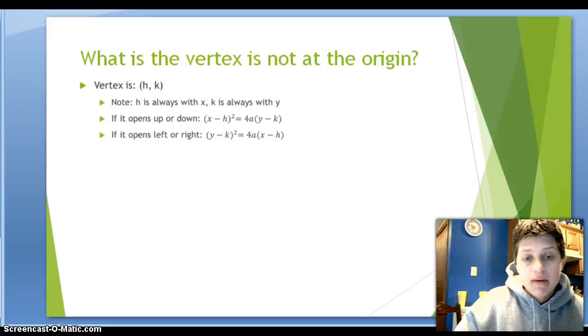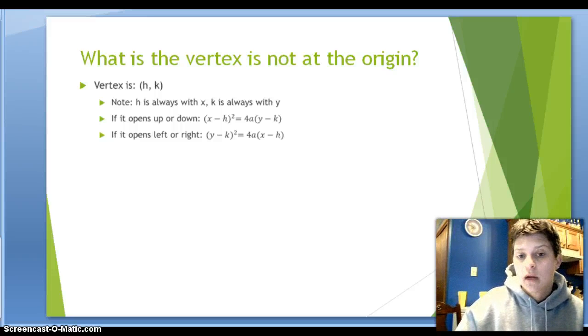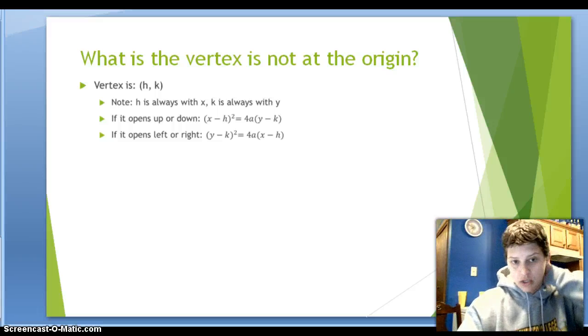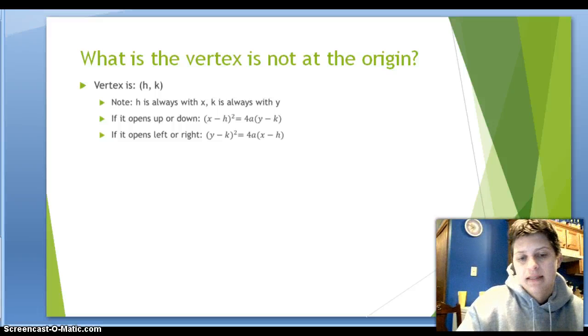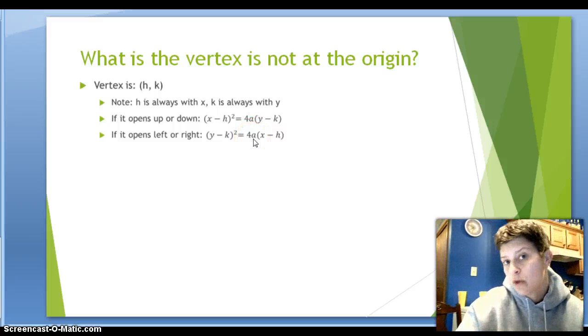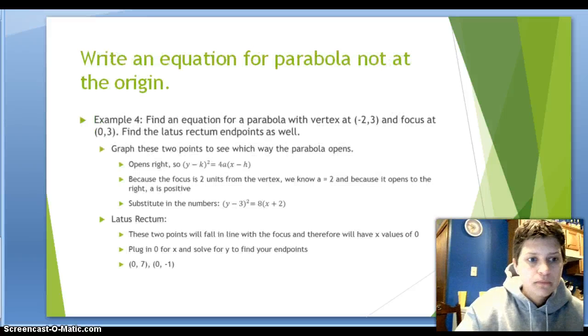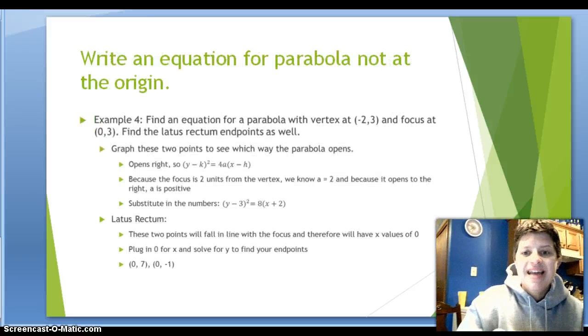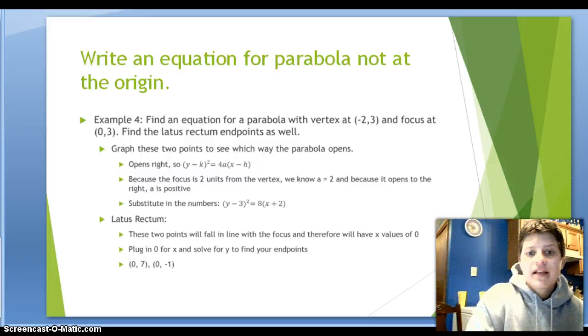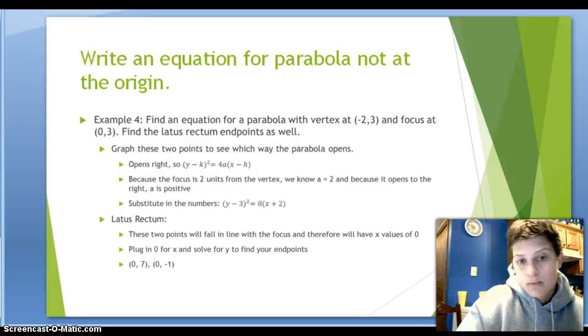If it opens up or down, remember, up or down means we have the x squared, so (x minus h) squared equals 4a times (y minus k). Left or right means the y is squared, so we have (y minus k) squared equals 4a times (x minus h). You have to keep the basics in mind, remembering that if it's down, the 4a will end up being negative, and if it's left, the 4a will be negative in the second one. So you have to remember which way you're pointing and whether you're positive or negative. So let's write an equation for a parabola that is not at the origin, and we'll go ahead and find the latus rectum endpoints as well, just for more practice.